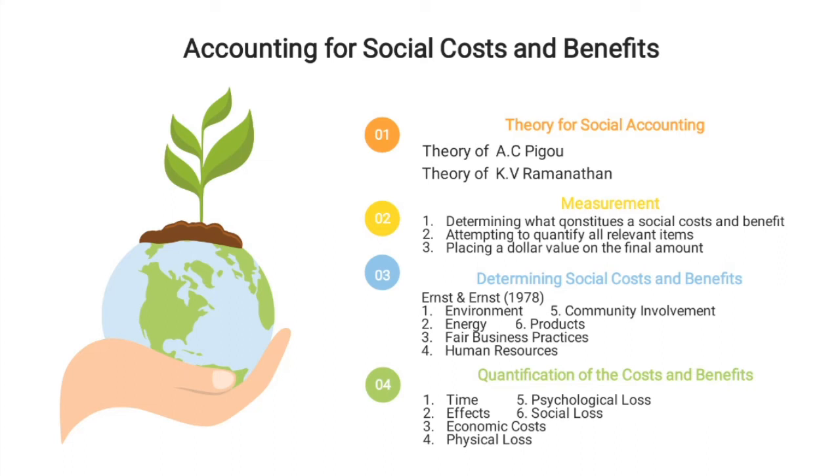This is called an external diseconomy, a situation in which a worker incurs an occupational disease for which the worker is not fully compensated, and can be labeled as an exploitation of the factors of production. Accounting for social costs and benefits includes the first theory of social accounting, which comes from A.C. Pigou that I mentioned before, and also a theory from K.V. Ramanathan.